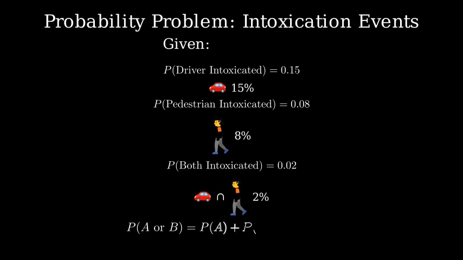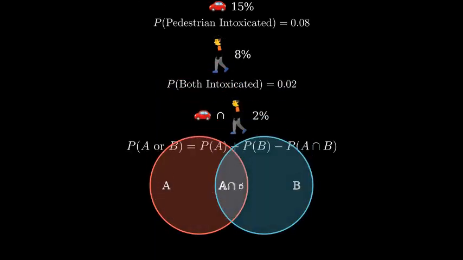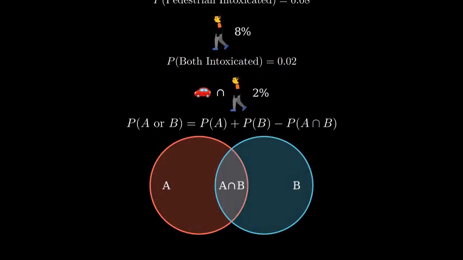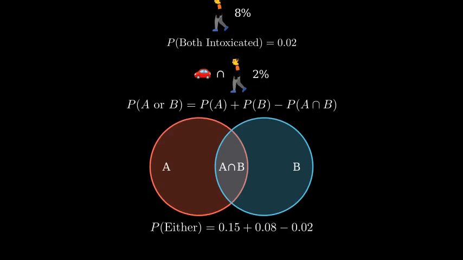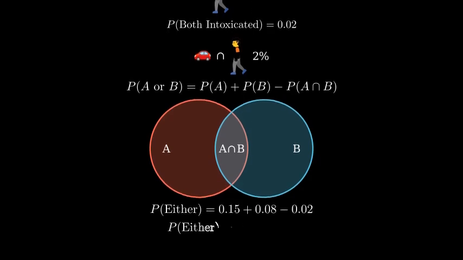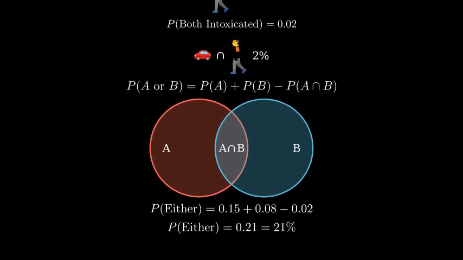To find the probability that either the driver or pedestrian was intoxicated, we'll use the addition rule of probability. This states that for two events A and B, the probability of either event occurring is P(A or B) equals P(A) plus P(B) minus P(A and B). Let's plug in our values. The probability of either being intoxicated equals 0.15 plus 0.08 minus 0.02. This equals 0.21, or 21%.